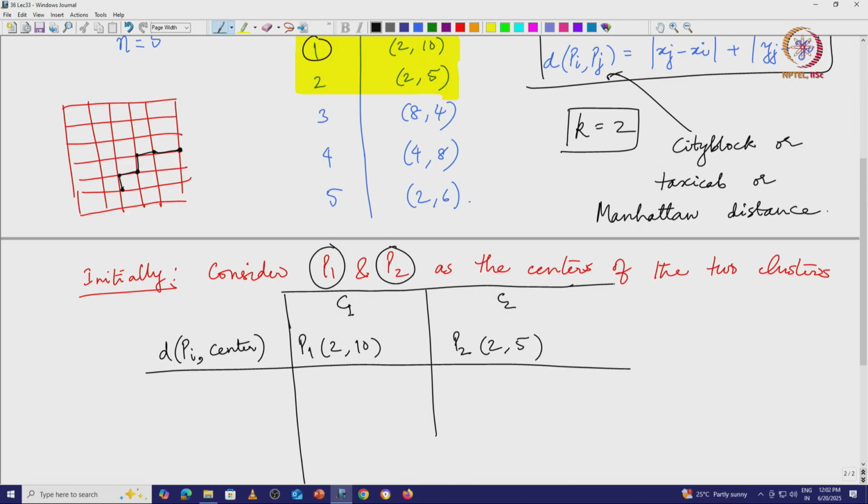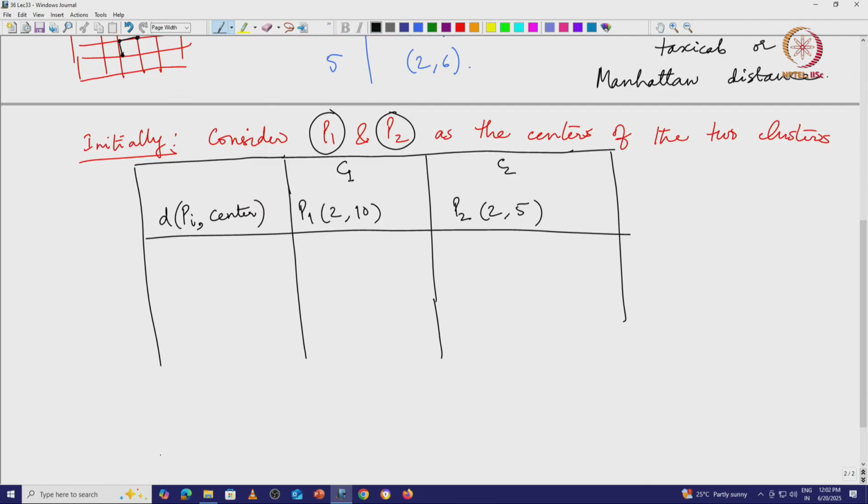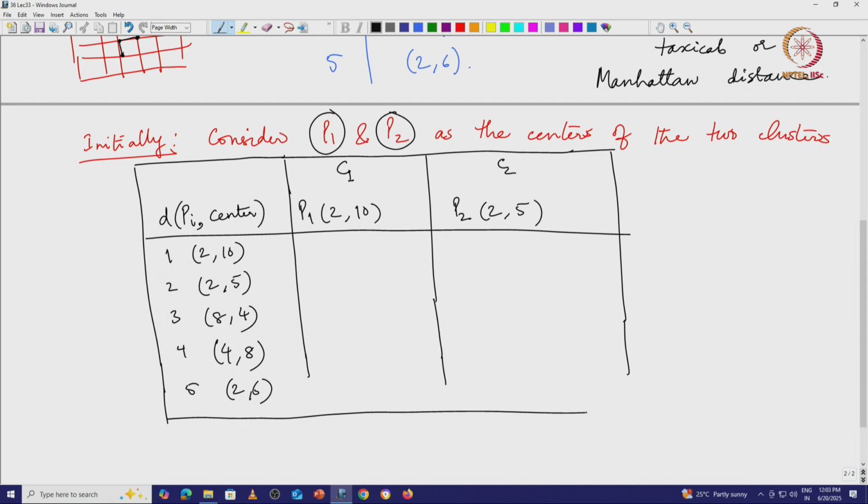Alright. So, these are the two cluster centers, and we have to compute the distance of every point from these cluster centers to decide which cluster that point should be allotted to. So, the first point is 2 comma 10, the second point is 2 comma 5, the third point is 8 comma 4, the fourth point is 4 comma 8, and the fifth point is 2 comma 6, right. So, these are the 5 points whose distances we have to compute from the cluster centers.